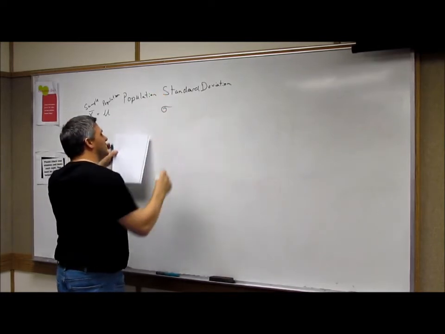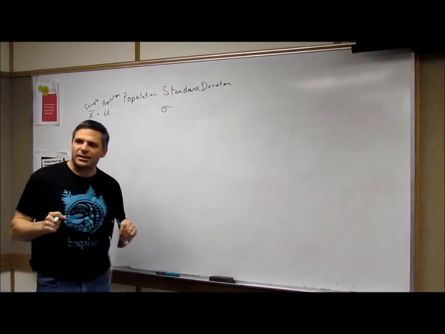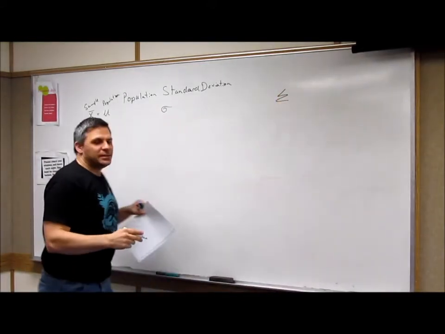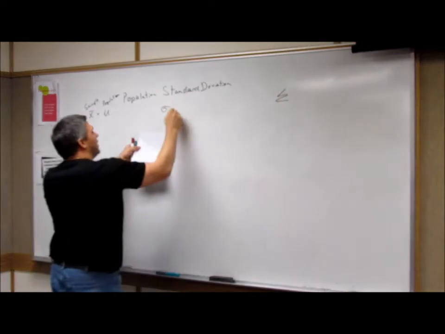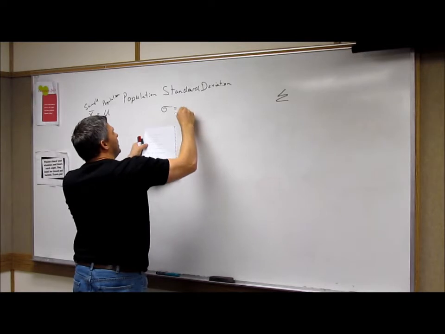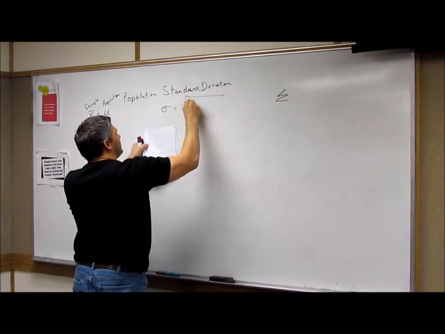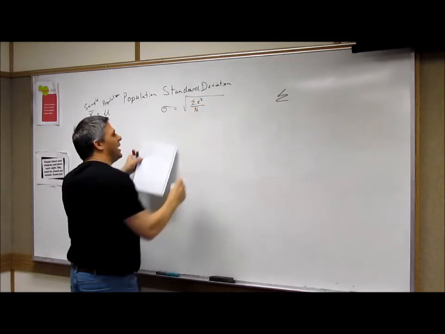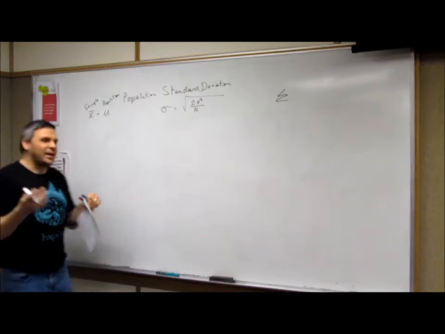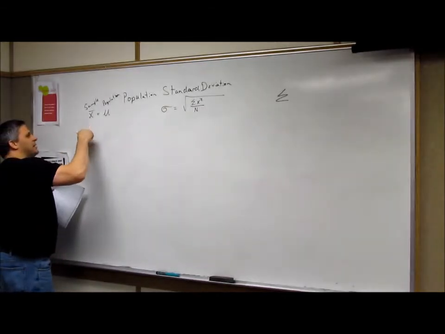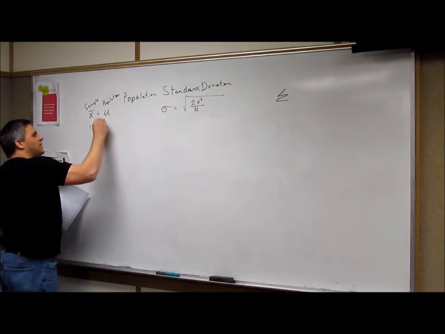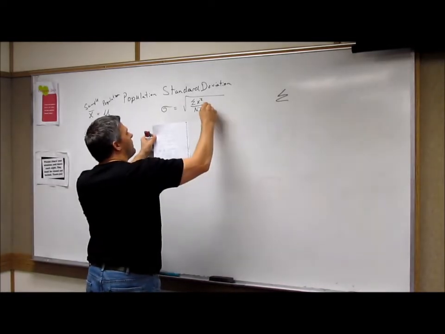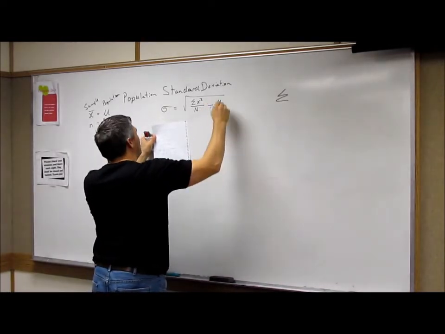So we have little sigma, okay? Remember, big sigma is this guy, little sigma is this guy. And little sigma equals the square root of the sum of the x squares divided by n, and here we use big N, where they use little n. They both do the same thing. Minus mu squared.